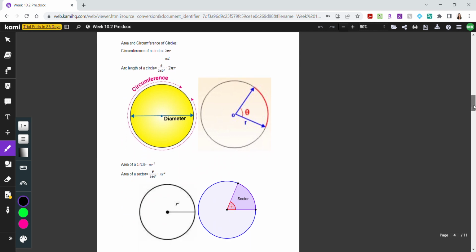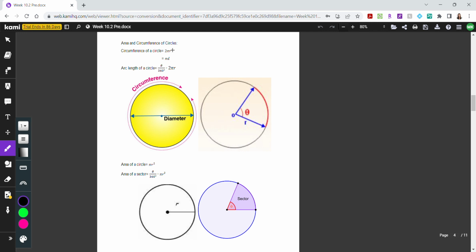Now for the area and circumference of circles. So if you remember in our previous lesson, circumference essentially is the perimeter of a circle, and it has a special formula for it. To find the circumference of a circle, you're going to use either 2 pi r or pi d.